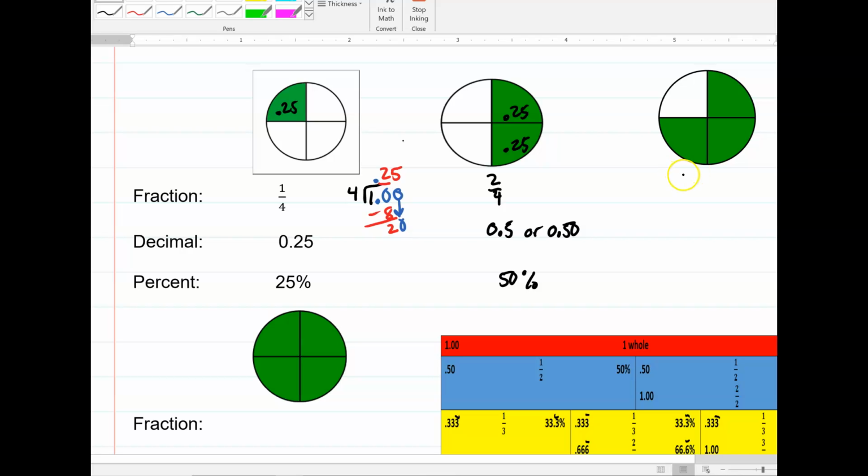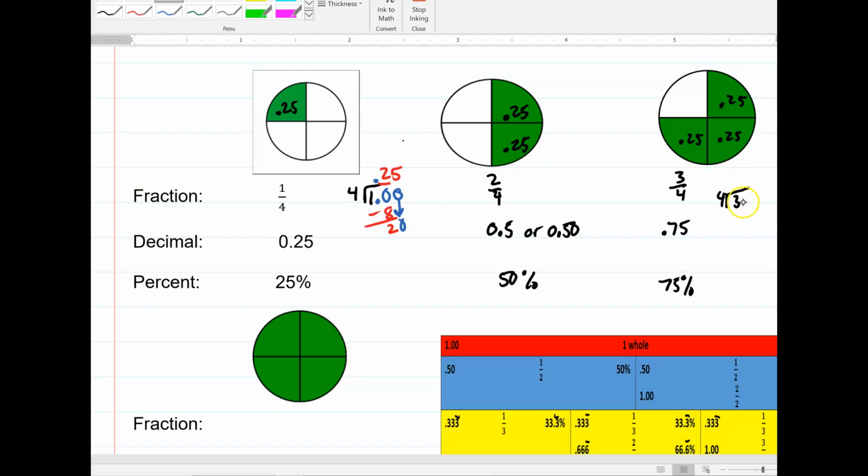So what about 3/4? Right? I have 3 parts shaded, 0.25, 0.25, 0.25. Well, if this and this is 50, add another 25, 3/4, that's worth 0.75, right? Or 75%. Now, I could prove it again mathematically by just saying how many times can 4 go into 3?